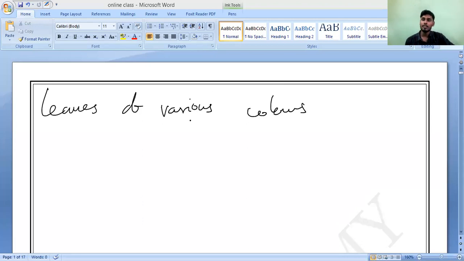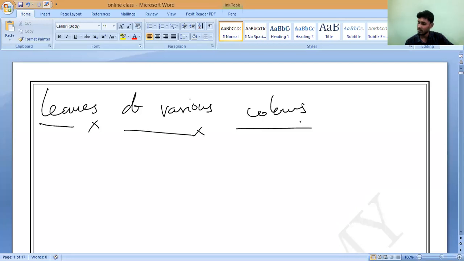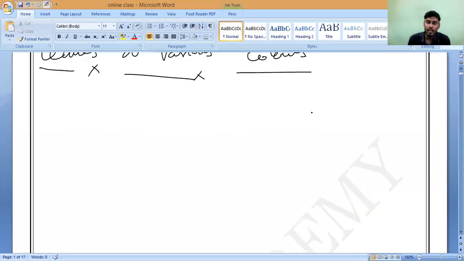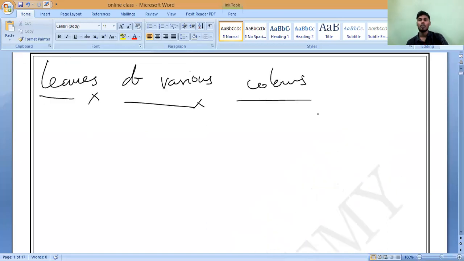As we know, in the last class we discussed the various conditions required for the photosynthesis reaction. What are the conditions required? Carbon dioxide, water, chlorophyll, and sunlight. These are the four conditions necessary for carrying out a chemical reaction known as photosynthesis. Is it? Yes or no?